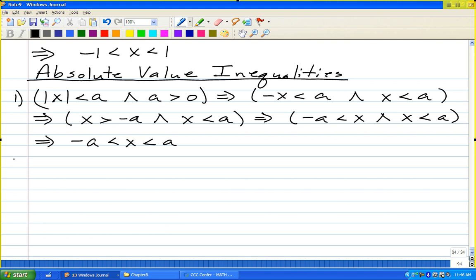Now, let's look at this case. Suppose absolute value of x is less than a, and suppose a is less than or equal to 0. Well, you can't have an absolute value that's negative. So therefore, this has no solution.